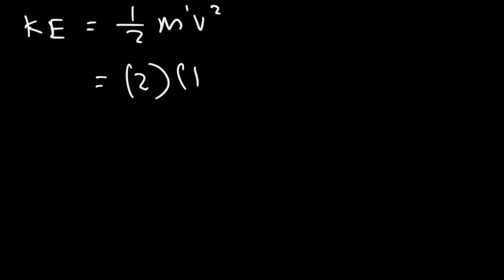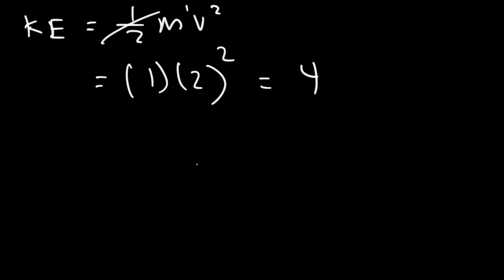Now, what if we double the speed? We're not changing the mass. We're going to ignore the constant, but we are doubling the speed. If you replace v with a 2, 2 squared is 4. So this tells us that the kinetic energy quadruples if you double the speed.